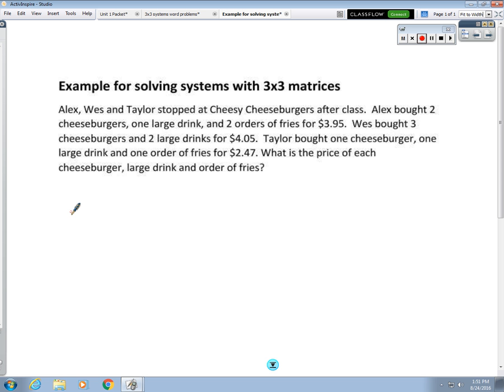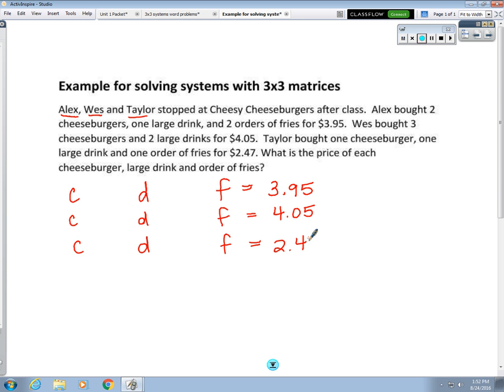What do you want your variables to be? Yes. C, D, F would be good. Cheeseburger, drink, fry. And obviously, there are 3 people buying, so I'm going to have 3 equations, one to represent each person. Okay, there are also 3 totals, $3.95, $4.05, and $2.47. Now, when the total was $3.95, what was bought? You got 2 cheeseburgers, 1 large drink. Okay, so 2 cheeseburgers, 1 drink, 2 orders of fries.